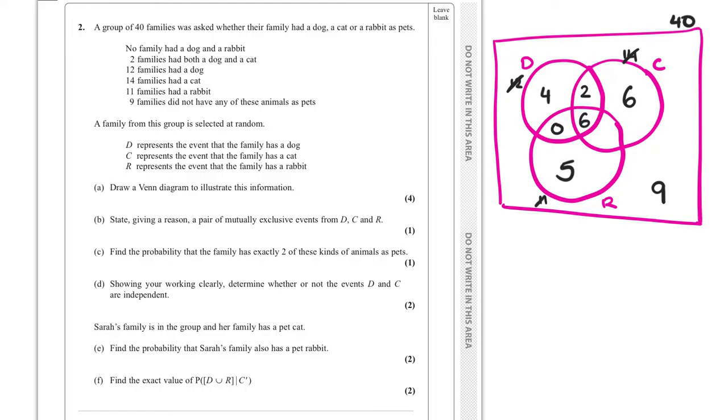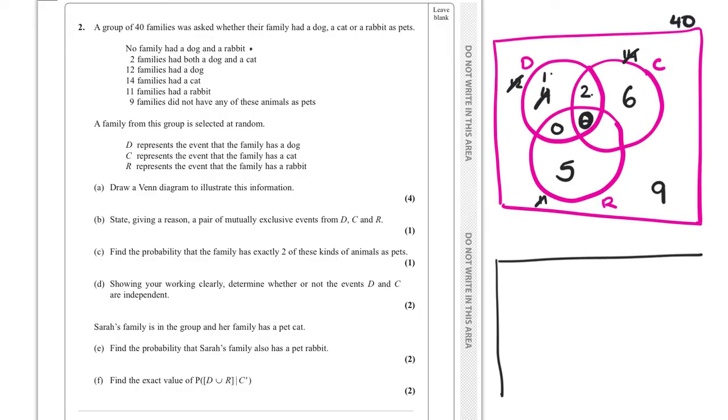Now, what doesn't make sense about this? Yeah, there's no intersection with rabbits and cats, and we've put a 6 there. So I should have really read the whole thing twice. No family had a dog and a rabbit. So that means this needs to be 0 as well, doesn't it? Is this going to be 6 here? But then the total for dogs will change. Yeah, the total for dogs needs to change.